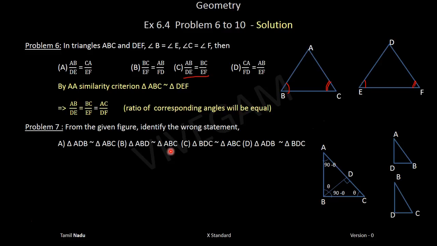Triangle ABD and triangle ABC. No, they are not. Triangle ABC is similar to triangle ADB. It is not similar to ABD. So, option B is not right. But for completeness, let's finish it. Triangle BDC is similar to triangle ABC? Yes. See the direction, ABC and BDC. They are similar. Triangle ADB is similar to BDC? See BDC. So that is also right.